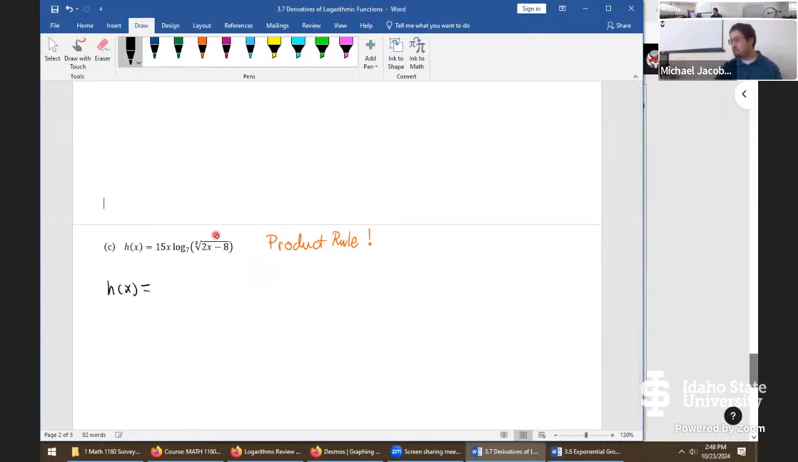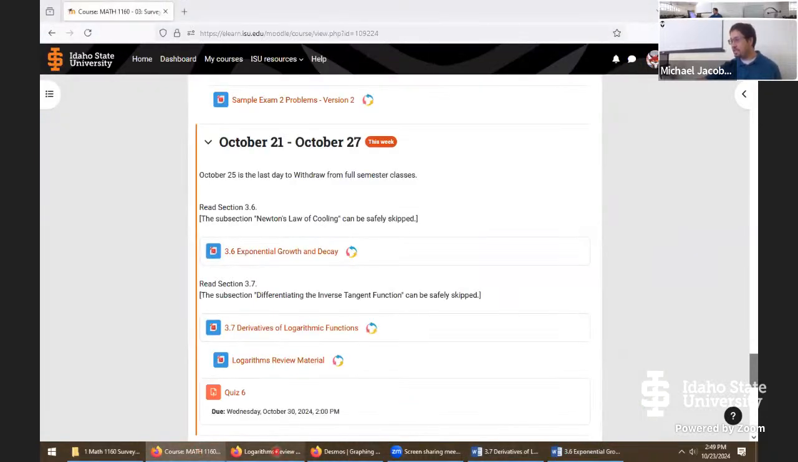So h of x is 15x log base 7 of 2x minus 8, to the power of 1/3. So that's our standard trick. Notice we've used that trick pretty much this entire class of taking a radical, changing it into this format. Once we get here, we want to use property 7. Let's visualize it before we use it.